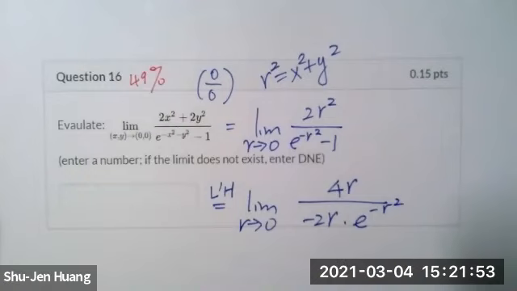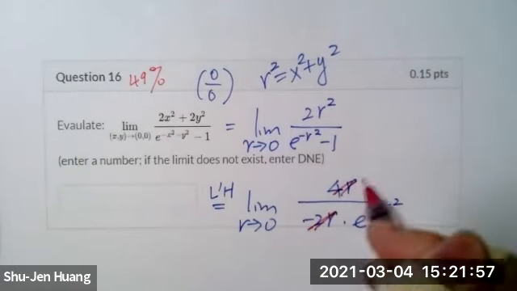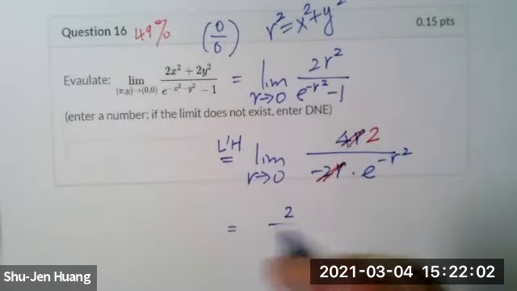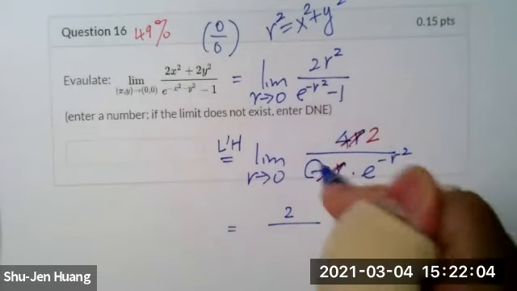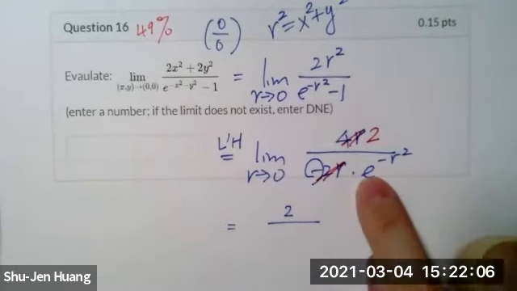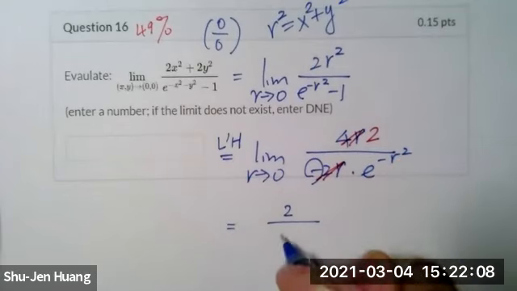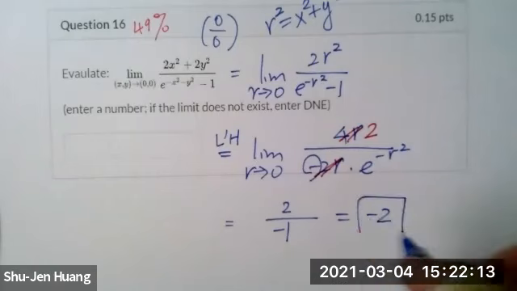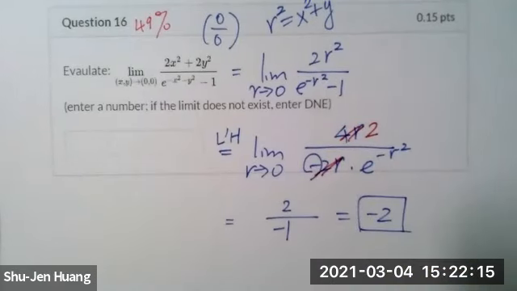Now we can divide by 2r. So we still have 2 on the top. Now plug in 0. So we have 2 over, there's a minus sign here, don't forget that. And e to the power 0 is 1. So it goes to minus 1 for the denominator. So the limit is minus 2. So this is 16. Once you convert to the polar coordinate, the whole question becomes a lot easier. Okay, so this is question 16.